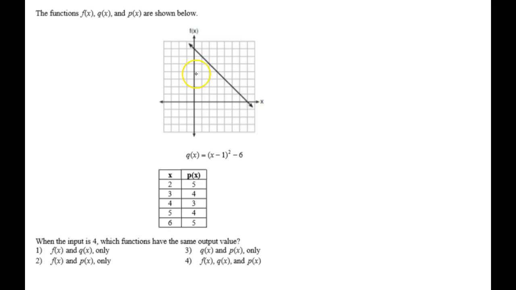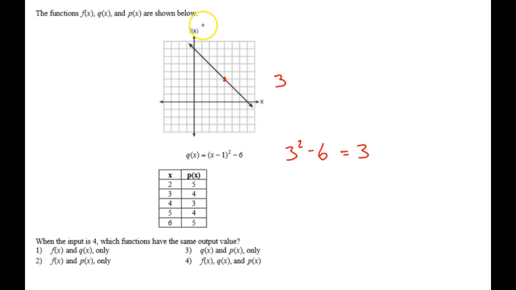So first I'm going to start with f of x. When my x value, which is my input, is 4, 1, 2, 3, 4, I go up on my graph, my y value is going to be 3. Because I'm looking at this point. X value is 4, y value is 3. Now I go to q of x. This gives me the equation, so I'm going to plug 4 in for x. So 4 minus 1 is 3. So I have 3 squared minus 6. 3 squared is 9. 9 minus 6, that gets me 3 as well.